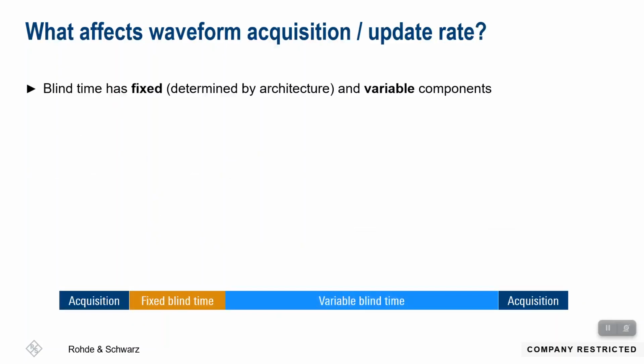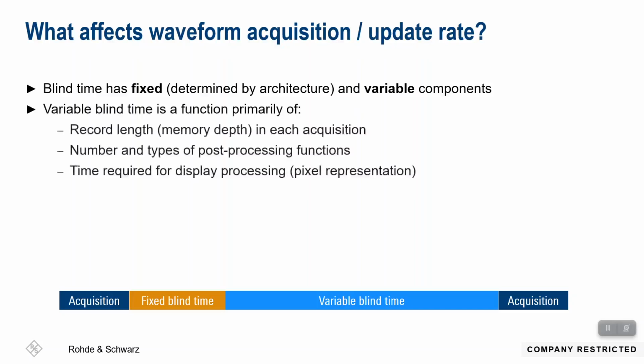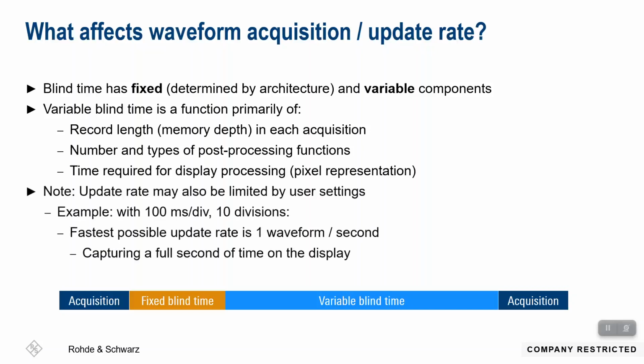So what are the elements of acquisition time? Blind time is the biggest component, and it has a fixed component and it has variable components. Variable blind time is a function of record length, the number and types of post-processing you're doing, the time required for displaying. And update rate can also be limited by user settings. For example, if you're going to capture 1 second's worth of time, then you're only going to be able to update as often as once per second.